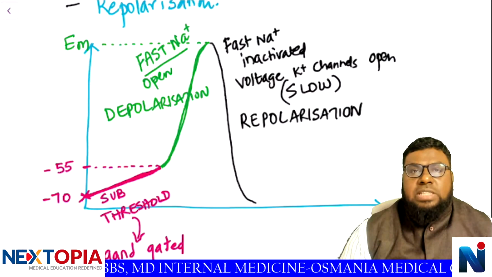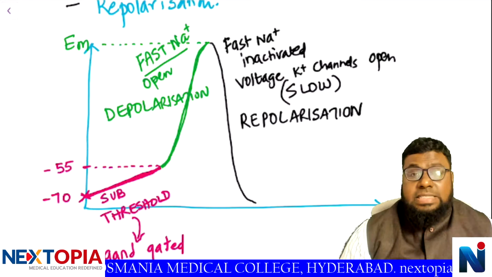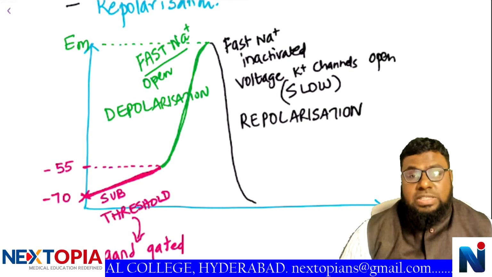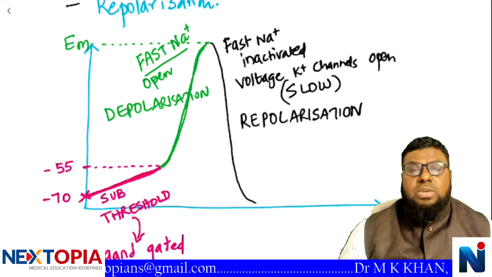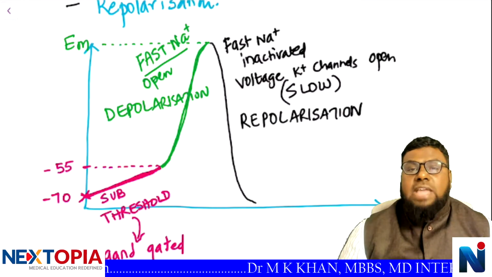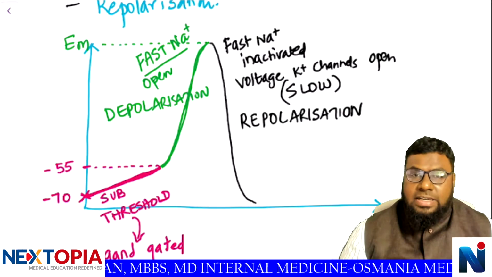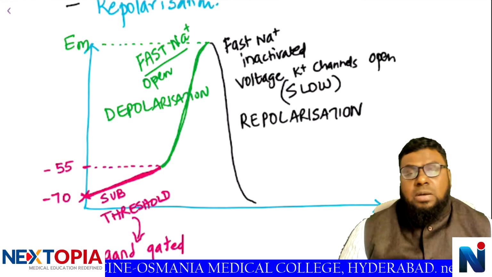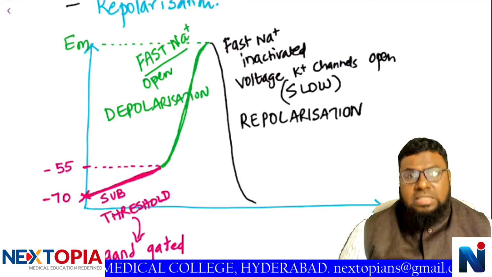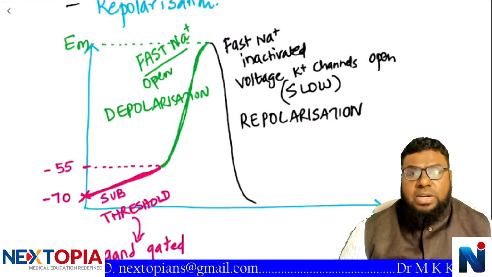Once the potential becomes first 0, then negative, it reaches even below the resting membrane potential. Then the next subthreshold stimulus starts to cause the upstroke of the action potential. Please remember, the upstroke of the action potential is mediated by fast channels. The downstroke is mediated by the slow channels. The upstroke is mediated by the fast sodium channels. The downstroke is mediated by the voltage gated slow potassium channels.